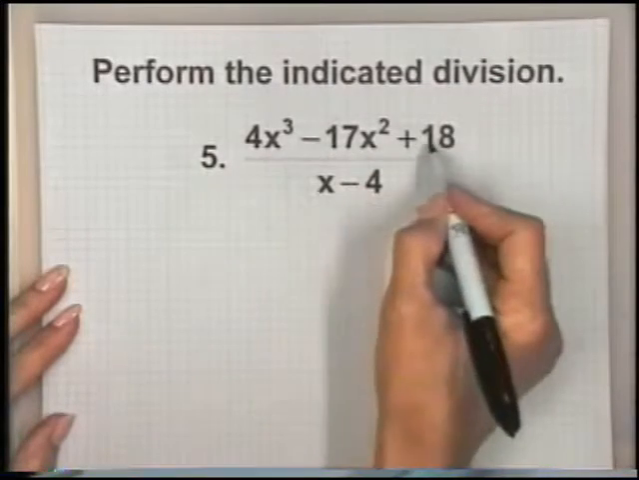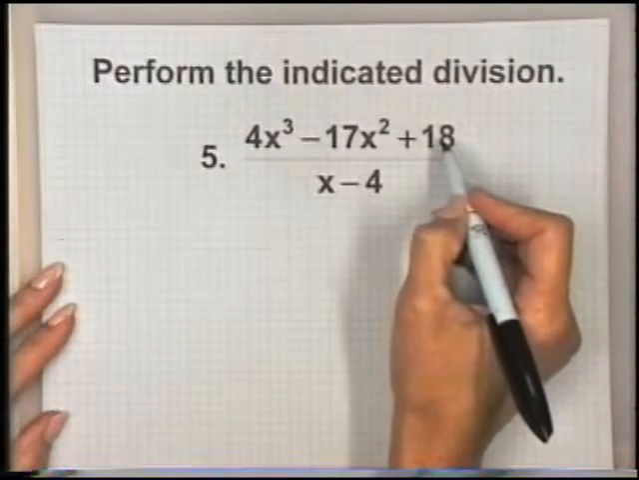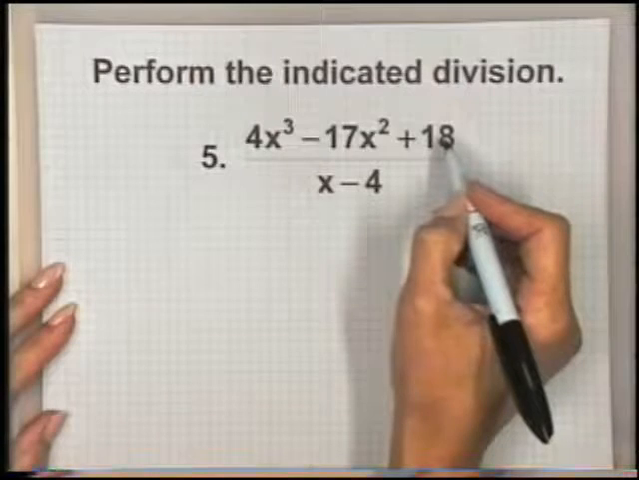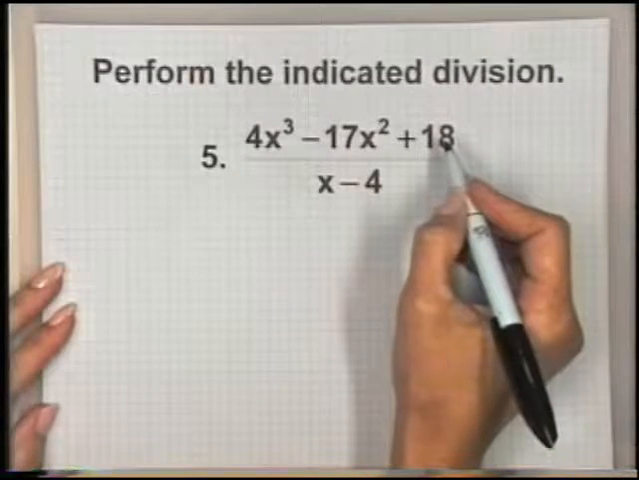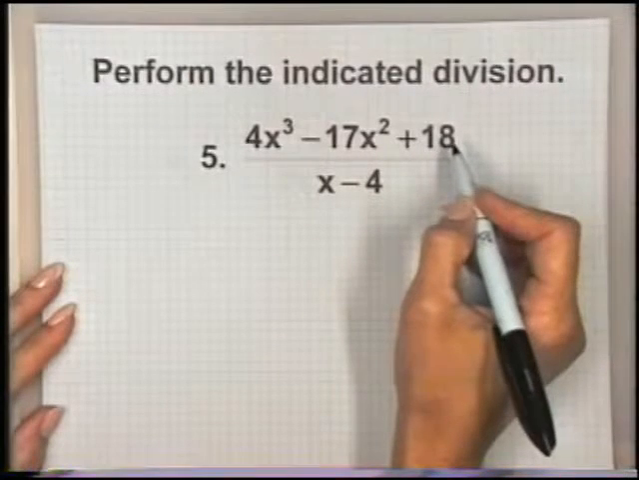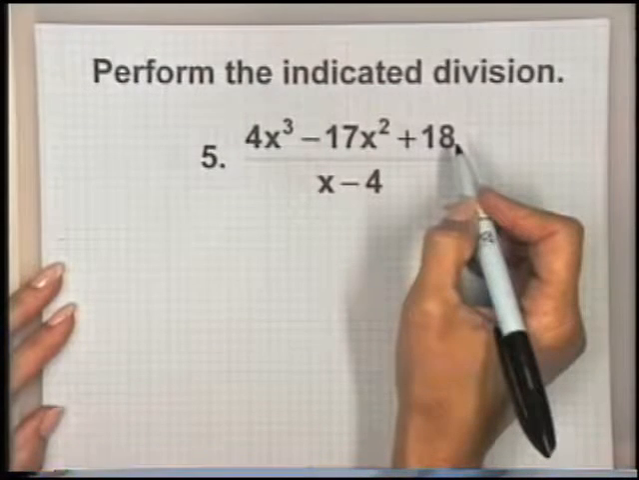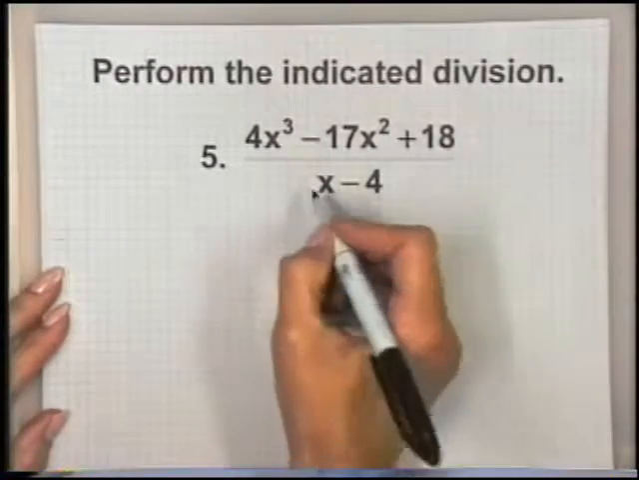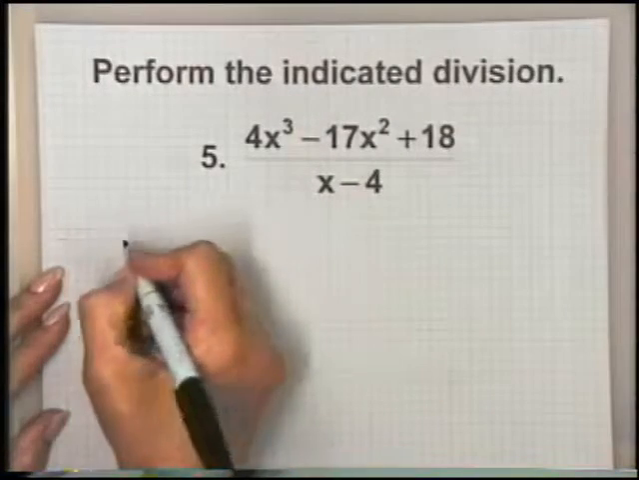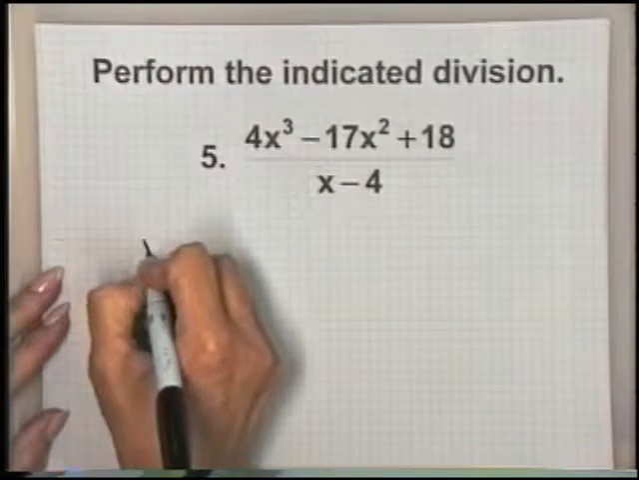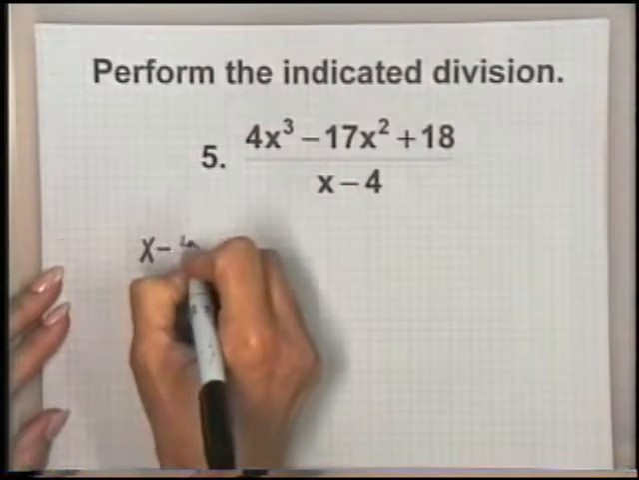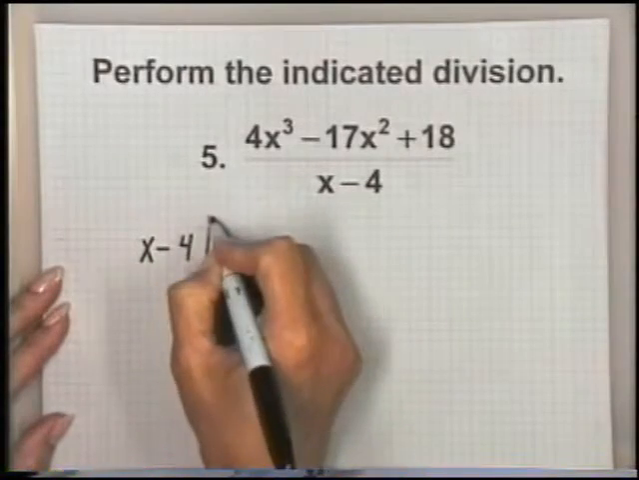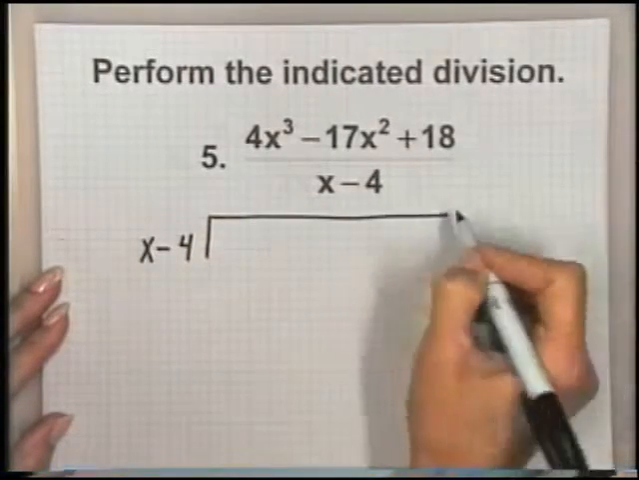When we are missing an x term in the numerator, we have to insert that power into the polynomial with a coefficient of 0. For the denominator, that serves as our divisor. We know we want to perform long division because it's a binomial.